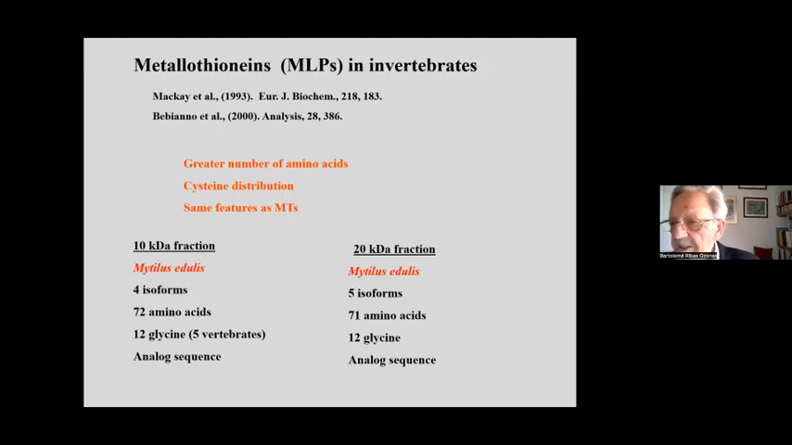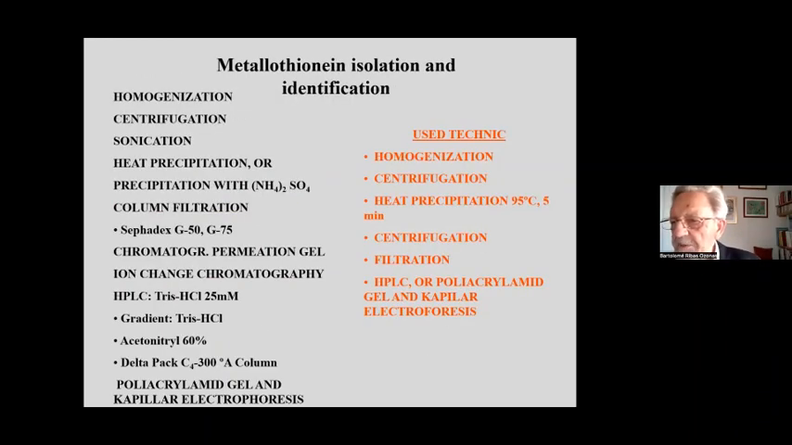In the next figure, we see metallothionein isolation and identification. On the right, we express the usual rapid technique that we do in our laboratory: homogenization, centrifugation, heat precipitation at 95 degrees Celsius for 5 minutes, centrifugation, filtration, and HPLC, high performance liquid chromatography, or polyacrylamide gel electrophoresis, or capillary electrophoresis.